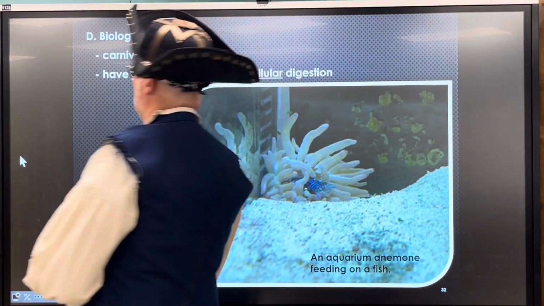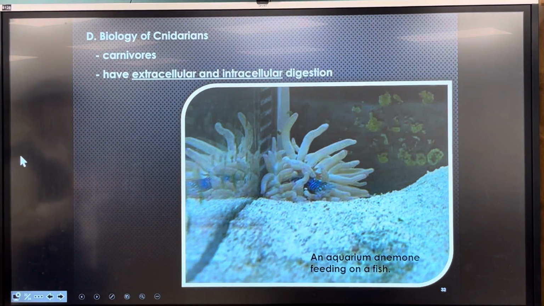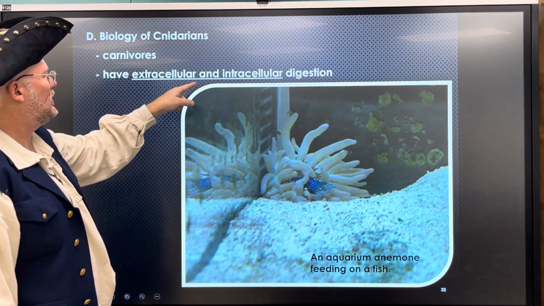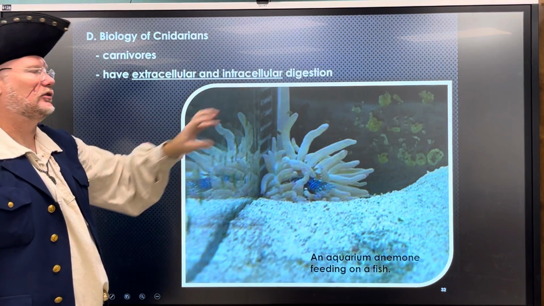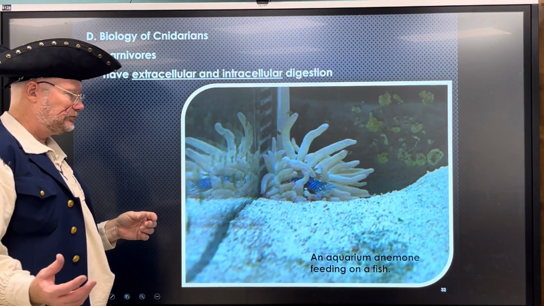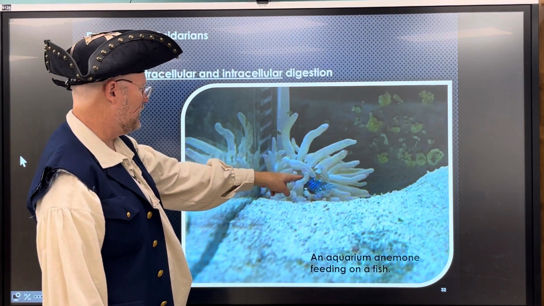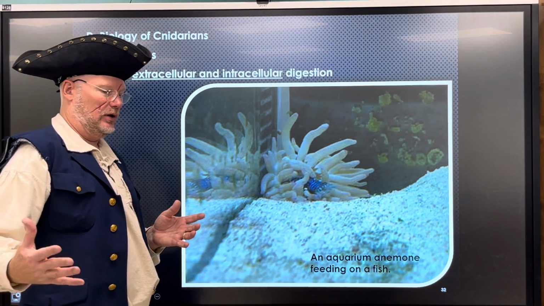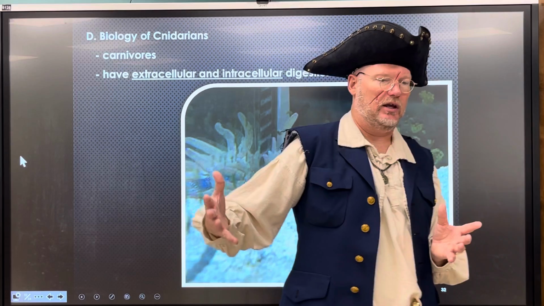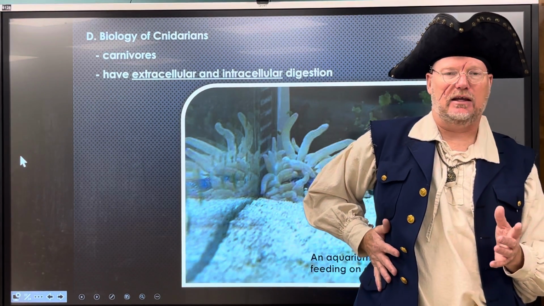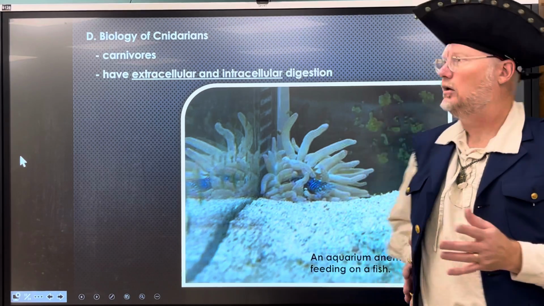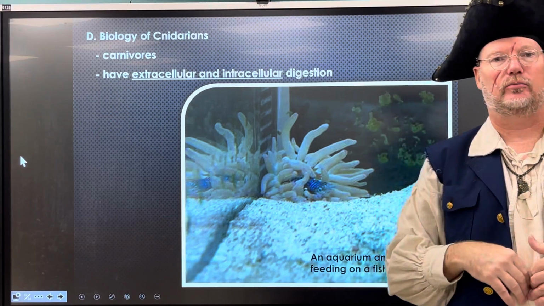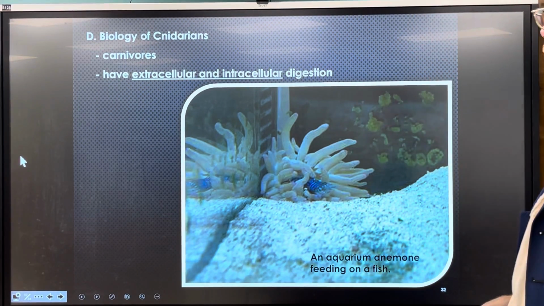So the biology of cnidarians. They're carnivores. We know that they are animals, so they eat other animals, okay? They have an extracellular and intracellular digestion. So for example, well, there's an aquarium anemone eating a fish, but for a sea anemone, you could pretty much put some food on the outside of its body and it could absorb the nutrients that way. That's the extracellular. Or they could ingest it into their body cavity, and that's intracellular digestion.